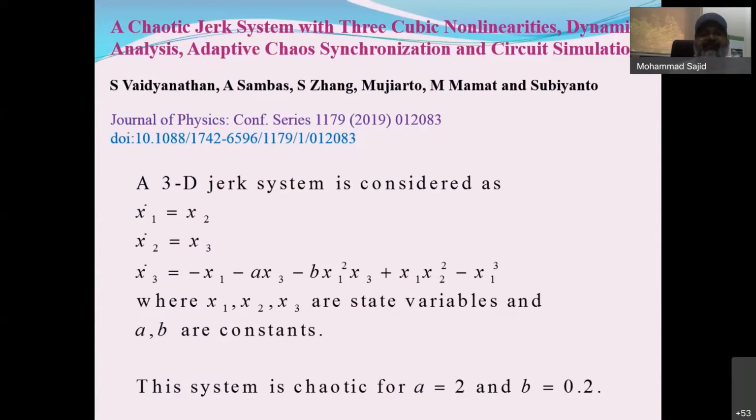They have a three-dimensional jerk system. This system is called a jerk system. They have taken three differential equations: x1 dot equals x2, x2 dot equals x3, x3 dot equals minus x1 minus x3 minus b x1 squared x3 plus x1 x2 squared minus a. x1, x2, x3 are state variables, and a and b are constants. This system is chaotic for a equal to 2, b equal to 0.2. They chose this system of differential equations.